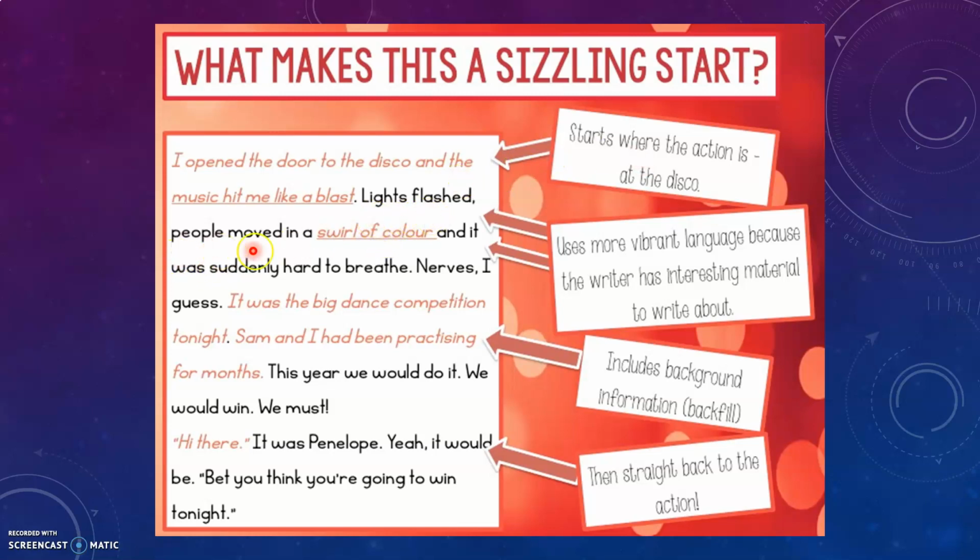Lights flashed, people moved in a swirl of colour, and it was suddenly hard to breathe. So this sentence uses more vibrant or expressive language because the writer has an interesting material to write about. Nerves, I guess. It was the big dance competition tonight. Sam and I had been practicing for months. So this is including the background of what's happening. So we've started off with the action, but they're now providing a sentence that gives you some background information or backfill, which is something that we're going to talk about in the next week or two.